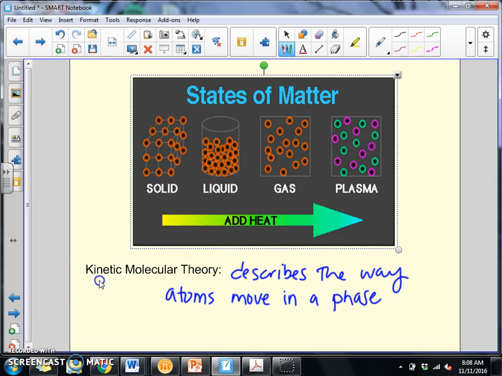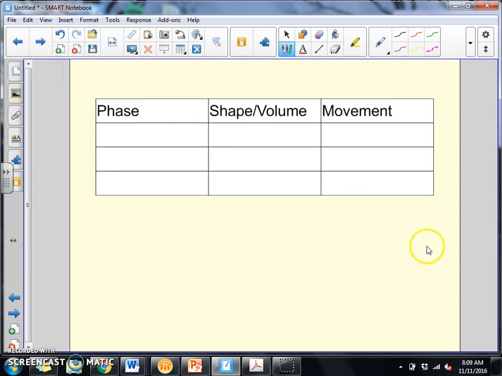But the main thing is the kinetic molecular theory. If you break this down, the word kinetic, you've heard that word when you talked about kinetic energy, the energy of movement. And molecular is just referring to molecules, the way molecules and atoms move in a phase. And it's different for each of the three phases that we look at. So we want to break this down into a graph so that it's easy.